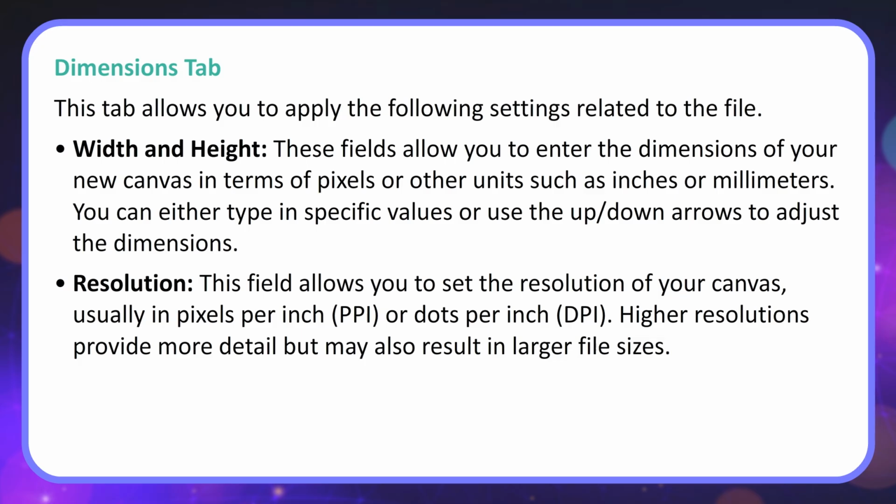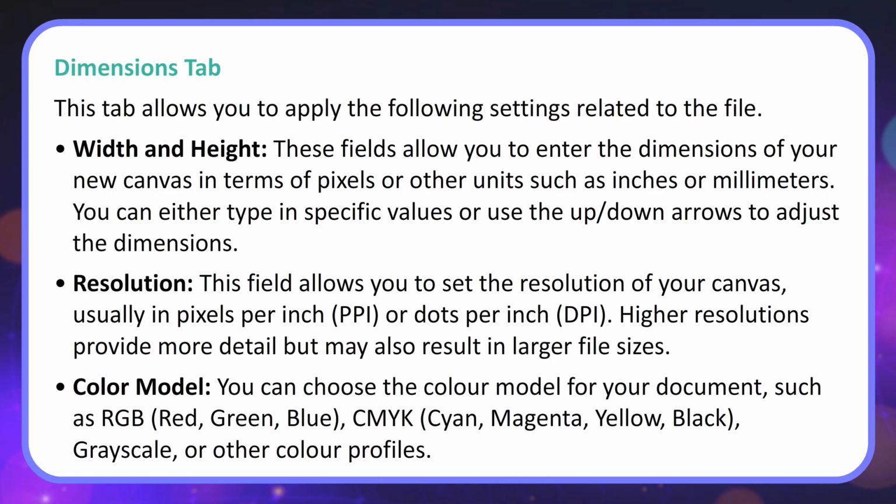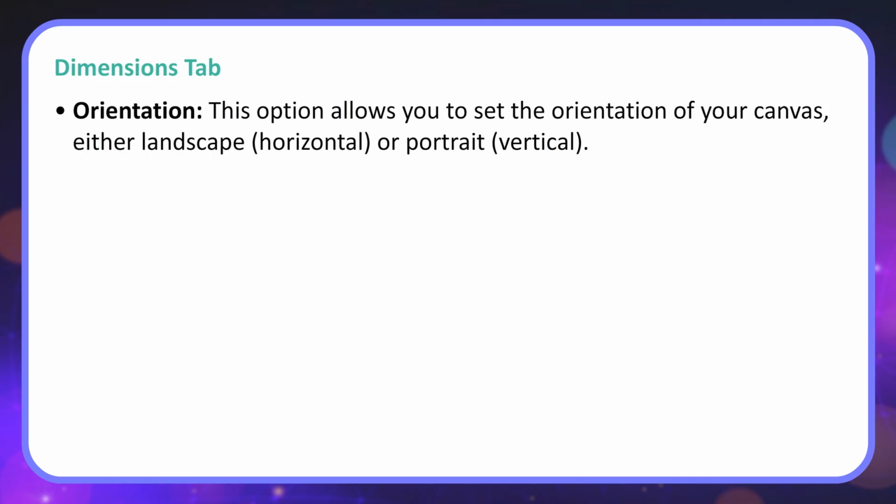Resolution. This field allows you to set the resolution of your canvas, usually in pixels per inch, ppi, or dots per inch, dpi. Higher resolutions provide more detail but may also result in larger file sizes. Color model. You can choose the color model for your document, such as RGB, red, green, blue, CMYK, cyan, magenta, yellow, black, grayscale, or other color profiles. Orientation. This option allows you to set the orientation of your canvas, either landscape, horizontal, or portrait, vertical.